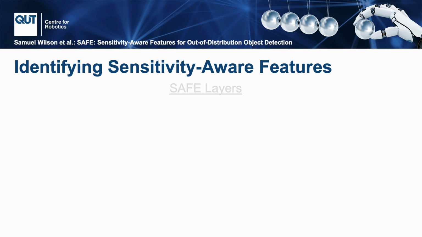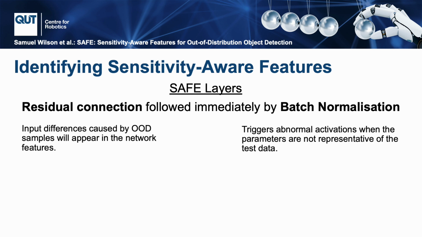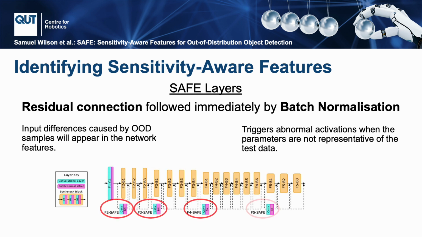From this, we define safe layers as residual connections that are followed immediately by a batch normalization layer. As a result, these safe layers will exhibit the characteristics of both residual connections and batch normalization layers, making them sensitive to out-of-distribution data. These layers are not actually that uncommon, as 4 of them exist within a single ResNet network.